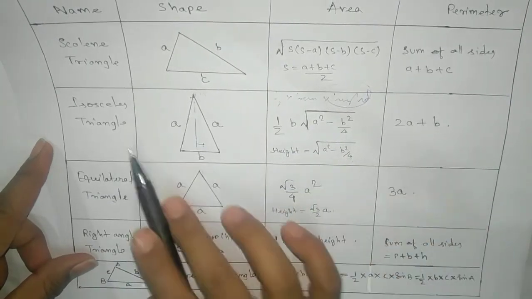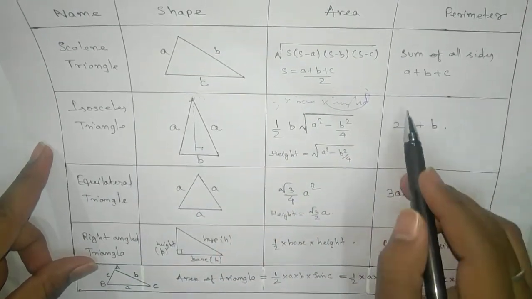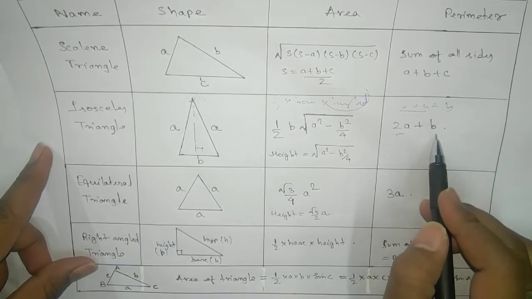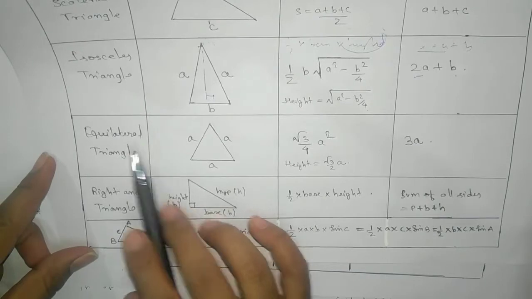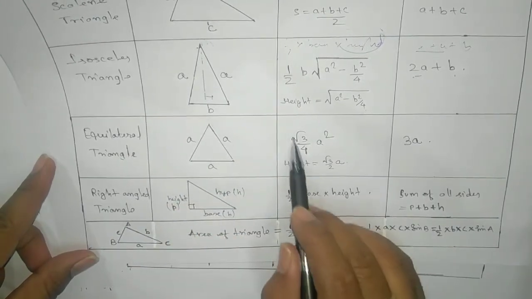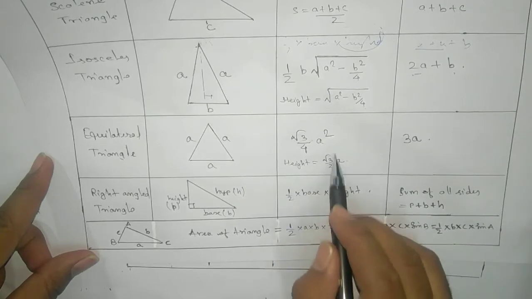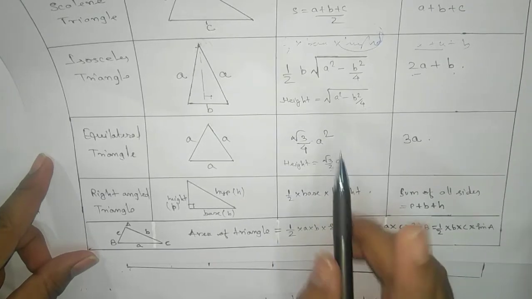Now, isosceles trapezium: sum of all sides, that means a plus b, so 2a plus b we are getting. Third one, equilateral triangle, that means root over 4 into side square. For height, root over 2 into a.